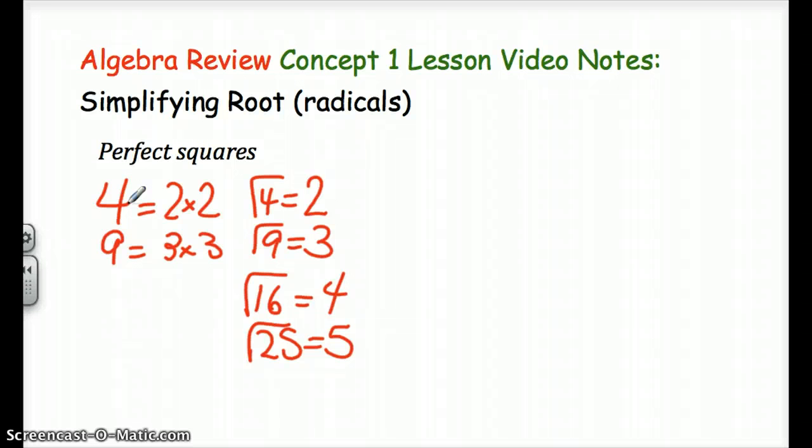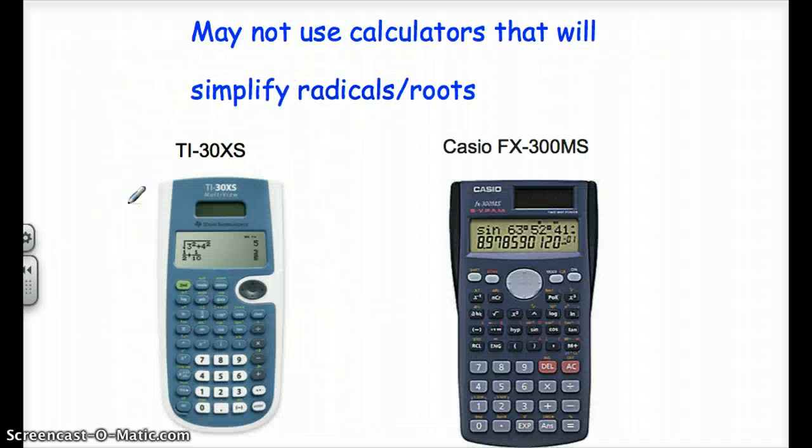Before we begin, you may not use calculators that simplify radicals or roots. So I've put the TI-30XS, and you have a picture of it here, and also the Casio. A number of different calculators will simplify roots for you, and I'll be walking around and looking at those during the class time. But you may not use calculators that simplify radicals on your homework or on your quizzes and tests.